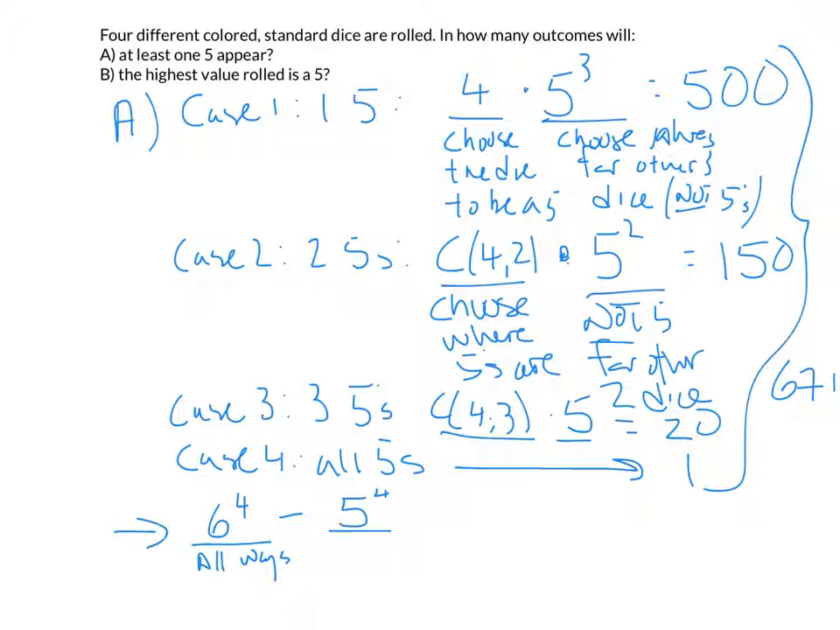In other words, all the different ways no 5s appear. And that is simply saying you can choose for each die anything except 5. So you could have a 1, 2, 3, 4, or 6 for each of the dice. That means there's 5 choices for each die, so it's 5 to the 4th. If you do this calculation, you wind up also getting 671. So there's your answer for part A.